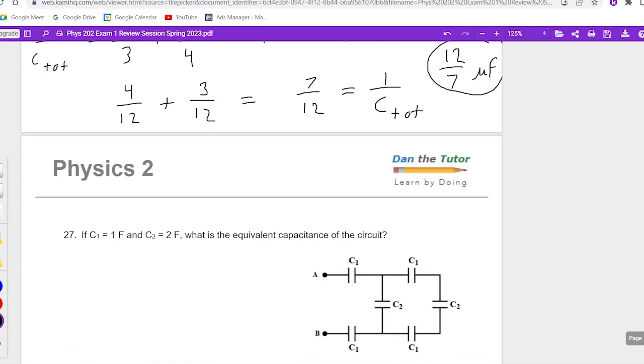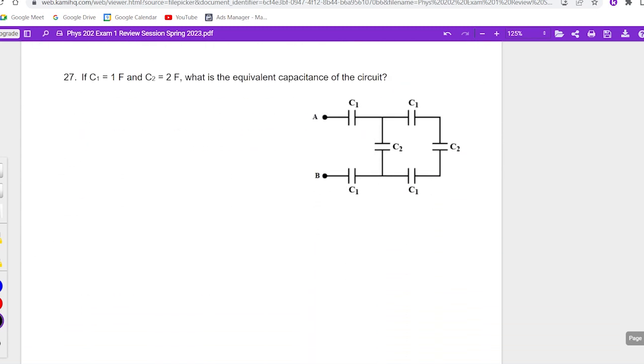On to 27. 27, same thing, but much more difficult. If C1 equals 1 farad and C2 equals 2 farads, and you see a bunch of C1s and C2s going on here, what is the equivalent capacitance of the circuit? So I think the biggest thing you could do wrong with this one is just jump head first and start solving without any attack plan.